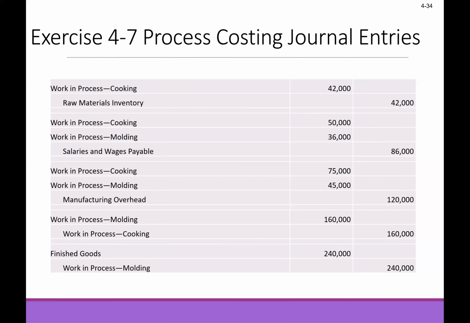When the items were taken out of cooking and transferred to the molding department, you see here we have a debit to work in process molding, a credit to work in process cooking to show they were taken out of cooking, which is why they were credited, transferred into molding. You also see when the products were completed in the work in process molding department, they were taken out of there and transferred into finished goods.